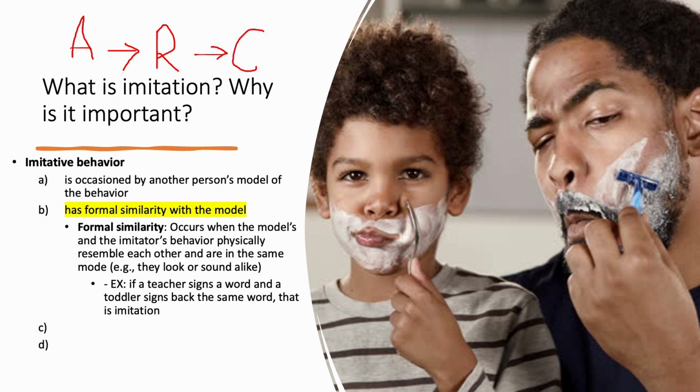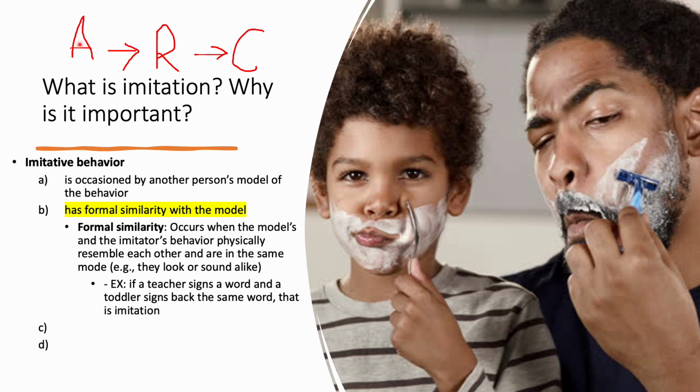Well, this response needs to have formal similarity with the model. And so formal similarity occurs when the model's and the imitator's behavior physically resemble each other and are in the same mode or in the same modality, meaning they look or they sound alike.